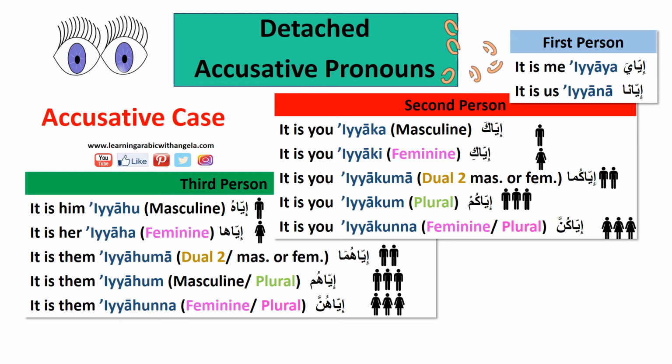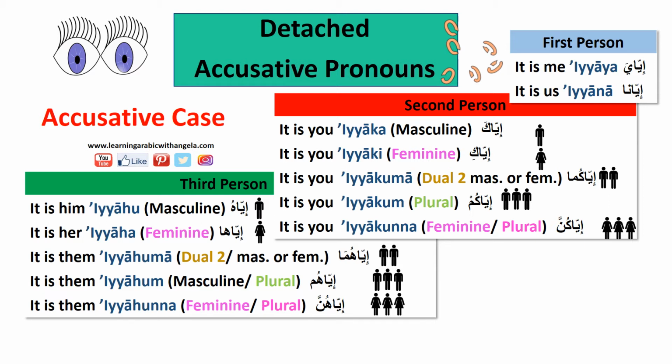إياكي, it is you for the feminine. إياكما, it is you for the dual, whether masculine or feminine. إياكم, it is you for the plural. إياكن, it is you for the plural feminine. إياه, it is him for the masculine. إياها, it is her for the feminine. إياهما is for the dual, whether masculine or feminine, it is the same thing. And إياهم, it is them for the masculine plural. And إياهن, it is them for the feminine plural.